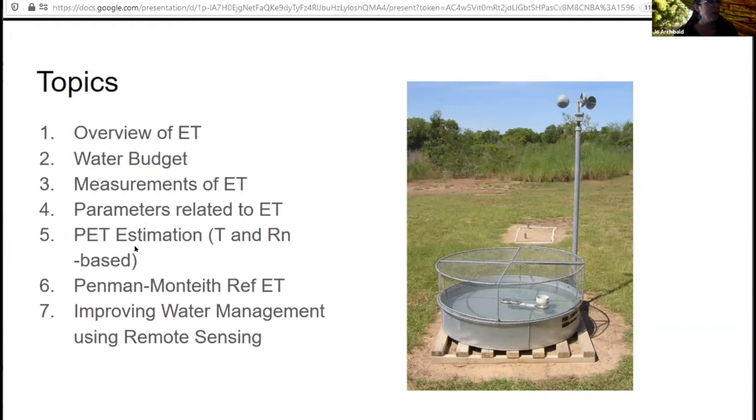Then we talk about PET estimation, potential evapotranspiration estimation, and there we're focusing on the simpler methods like temperature-based or temperature and radiation-based methods. Then we gave Penman-Monteith its own section in our module because it's considered the standard for the best estimate of evapotranspiration. And then we have a module that is our culminating capstone activity, looking at differentiating between evapotranspiration and transpiration and irrigation management using remote sensing. So it's got a lot of components in it.